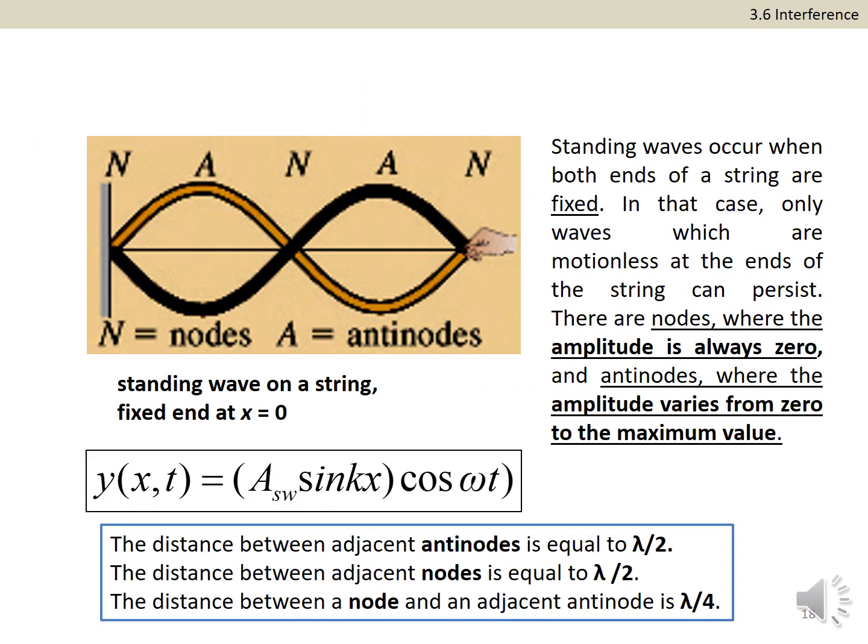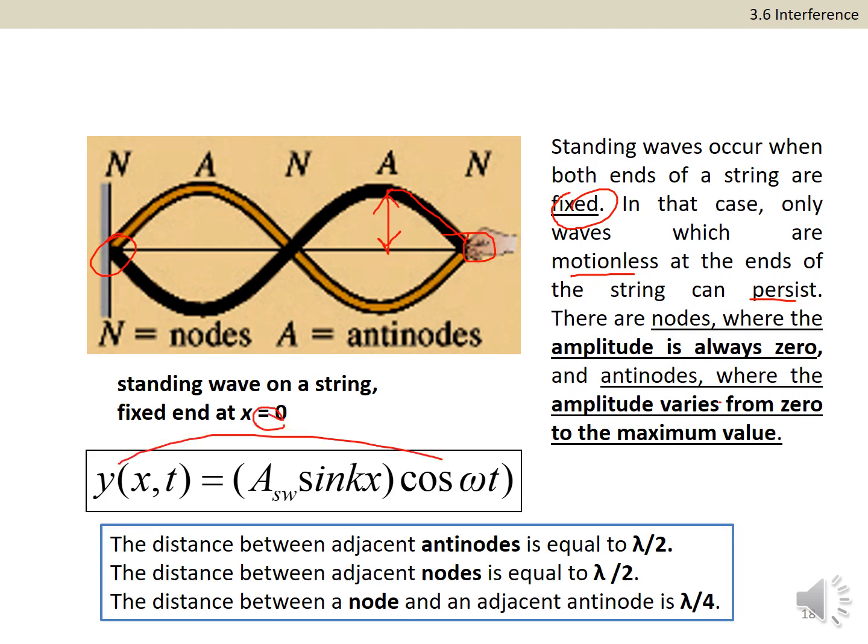A standing wave occurs when both ends of a string are fixed. As you can see, fixed. In that case, only waves which are motionless at the end, meaning the ends here are motionless, can persist on the string. Nodes are where the amplitude is always 0, and antinodes are where the amplitude varies from 0 to the maximum value here. So this is fixed at x equal to 0.